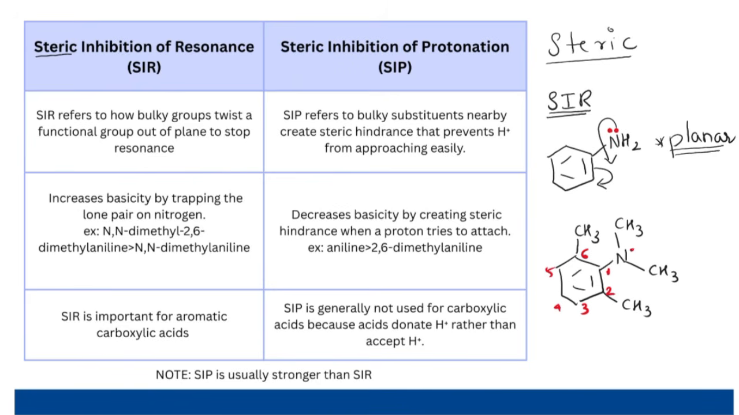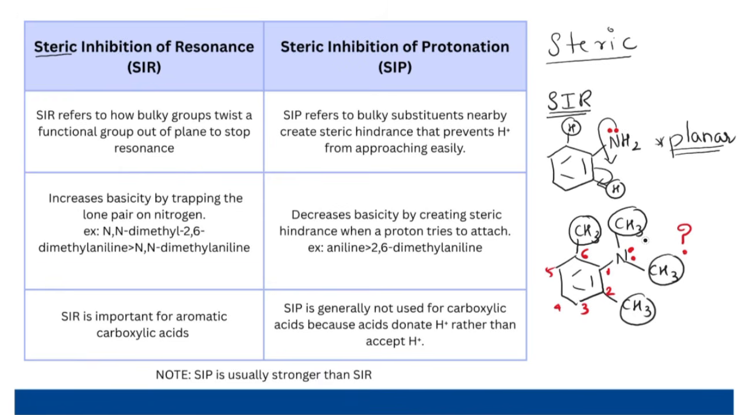Now, the lone pair of electrons present on the nitrogen, will it still undergo resonance in this case? No, and that itself is called steric inhibition of resonance. Earlier, the atoms present at the second and sixth positions were hydrogens. Hydrogens take small space because of their size, whereas methyl groups are bulkier as compared to the hydrogen atoms. Because of this, they take more space, right?